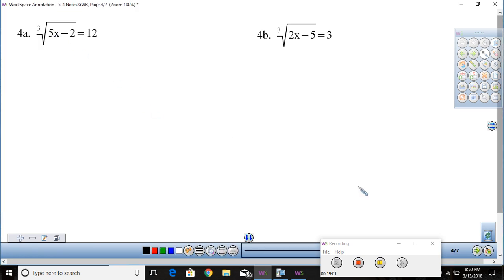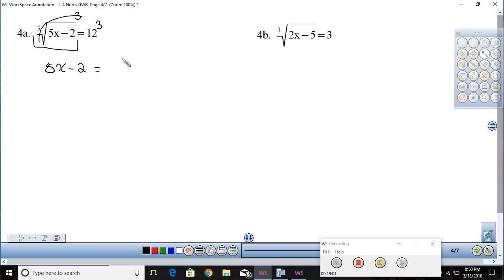All right. So now I'm going to throw in a cube root. If you look, there's nothing outside of your root over here. Everything is under the root. So you need to immediately get rid of this root. Well, if you have a cube root, that means you're going to cube both sides. So a cube and a cube root cancel, leaving you with 5x minus 2.